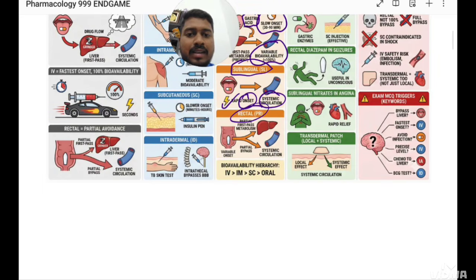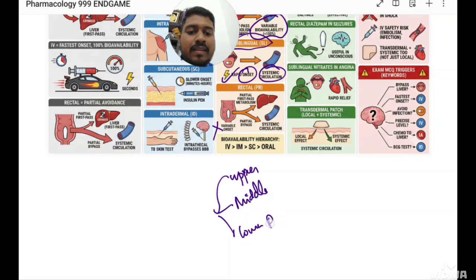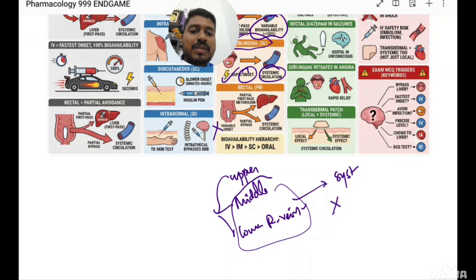Third is per rectal. Now the important thing is that many of you will think that through the rectal route there is no first pass metabolism, which is actually wrong. Because in the rectal route, there are three types of veins. One is the upper rectal vein, second is the middle and lower rectal veins. Absorption takes place from these rectal veins. From the middle and lower rectal veins, the drug will directly go into systemic circulation, so no first pass metabolism. But in the upper rectal vein, it goes to the portal vein and then it undergoes first pass metabolism.